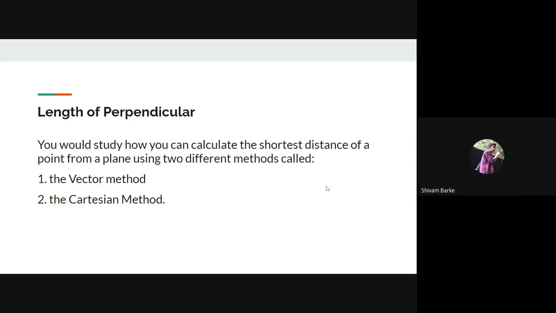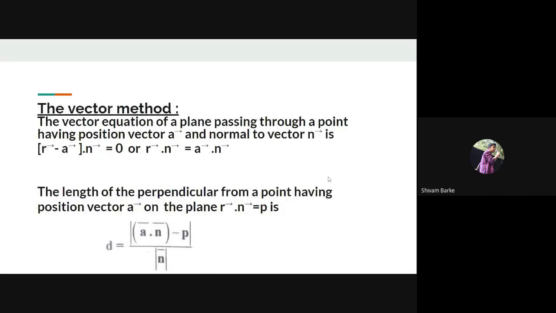So my topic is to calculate the length of the perpendicular from a given point to the plane. Before starting that, we all know that the shortest distance between any two objects, suppose a plane and a plane, or a plane and a line, or a plane and a point, is the perpendicular distance between them. That is the shortest distance that someone can take. In this you will study that you can calculate the shortest distance of a point from a plane using two different methods, the vector method and the Cartesian method. So the next slide.